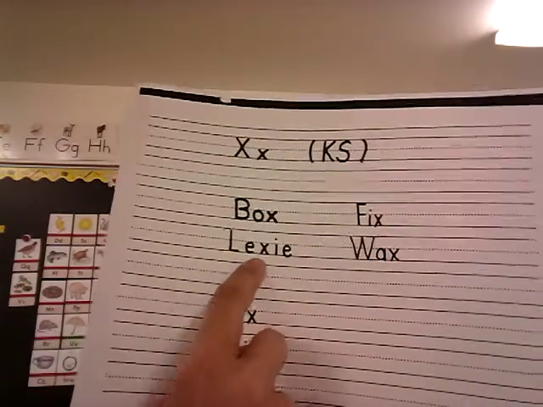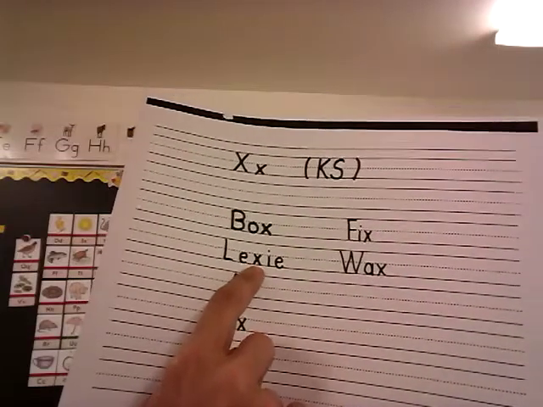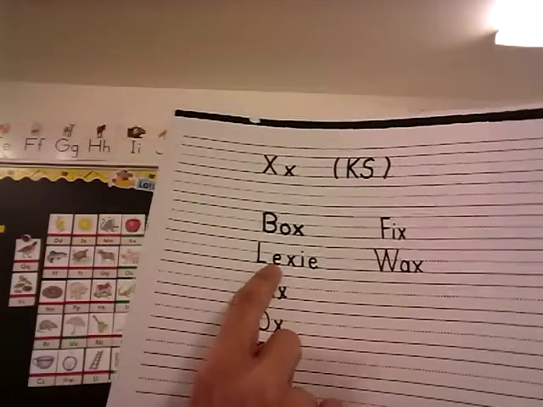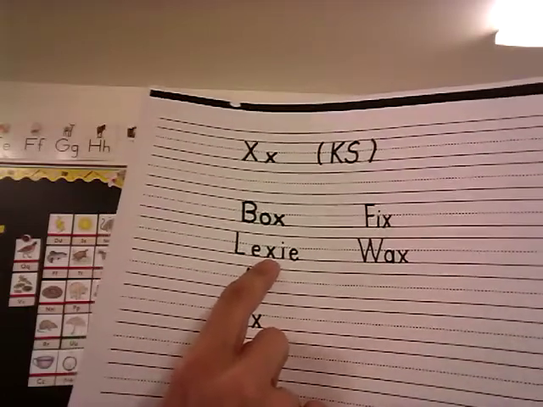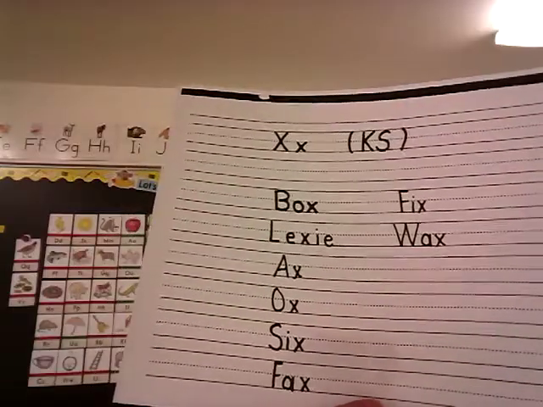This word here is Lexi. Let's listen. The X comes in the middle of this word. Let's listen to that middle sound. Lexi. Hear that kind of that KS sound in the middle? Lexi.